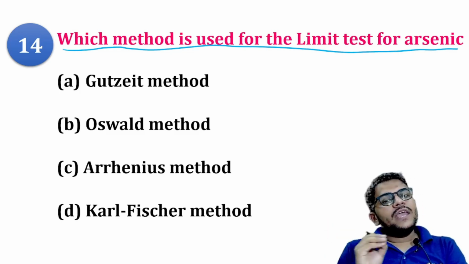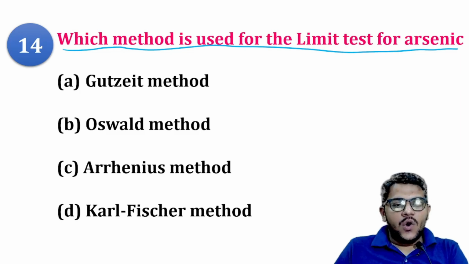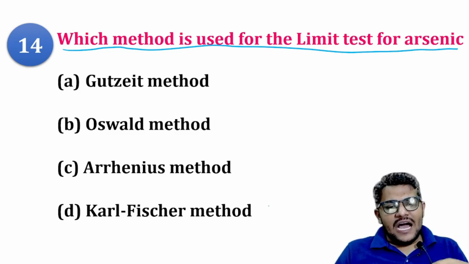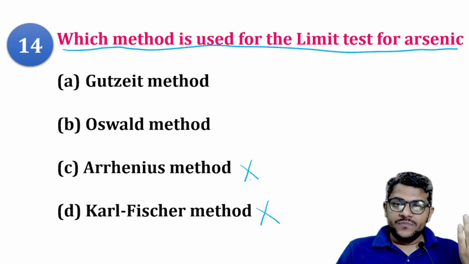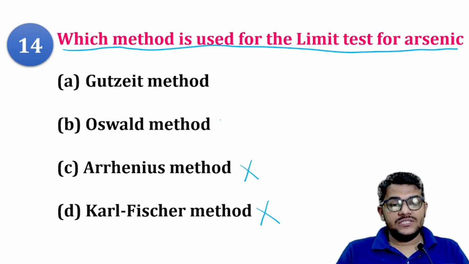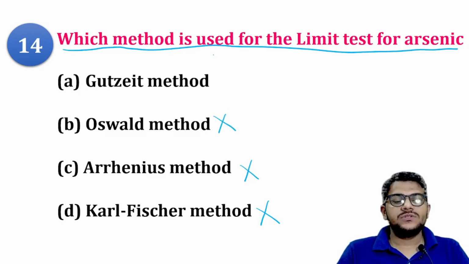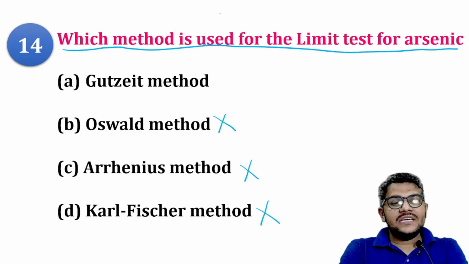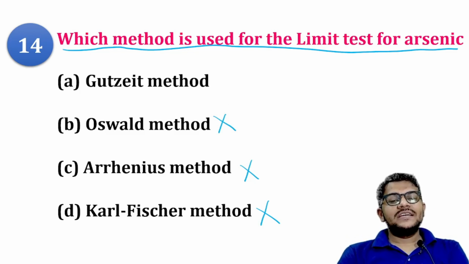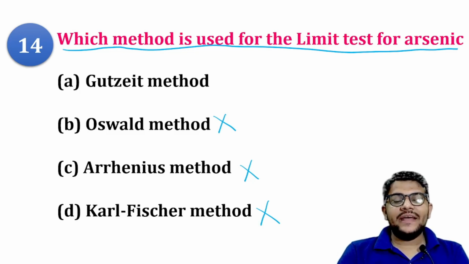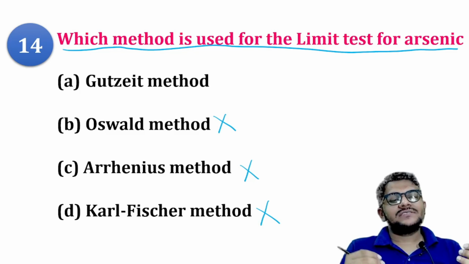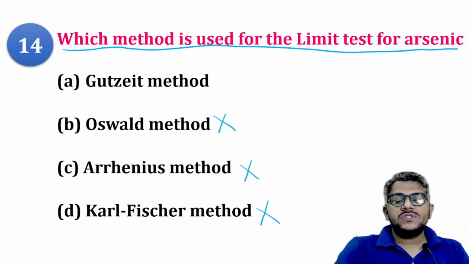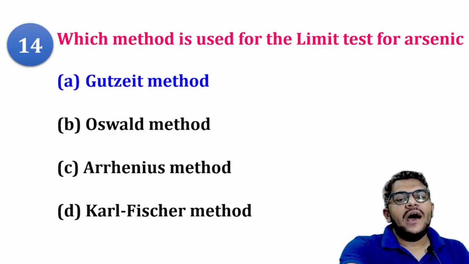Okay, so we have another name. Karl Fischer method? No. Arrhenius method, that is basically a theory, or we can say we have the equation of the Arrhenius method. Ostwald method, that is not in use. Gutzeit method, that is the other name of your arsenic test. The other limit tests we perform in the Nessler cylinder, but the arsenic limit test is performed in the Gutzeit apparatus. So Gutzeit method is used for the arsenic limit test.